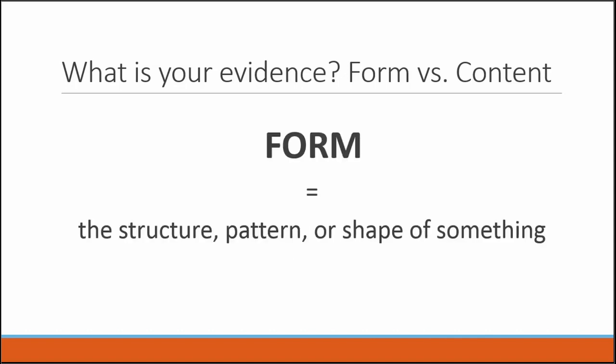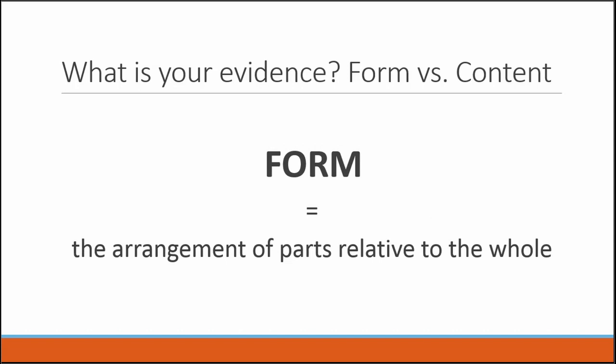The form of anything is its structure or pattern or shape. Something's form is its pattern, its structure, its shape. Or another way of saying the same thing, something's form is the arrangement of parts relative to the whole. That's what a pattern is, an arrangement of parts relative to the whole. So to give you a better idea of what I mean by form, I'm going to give you some examples of other things other than arguments that have forms.